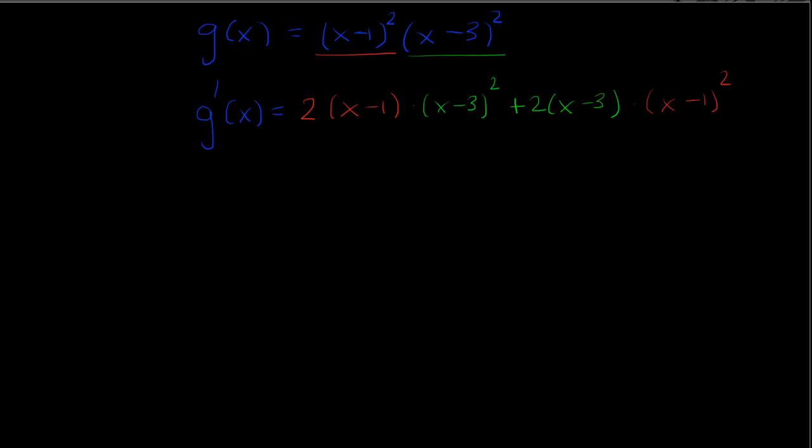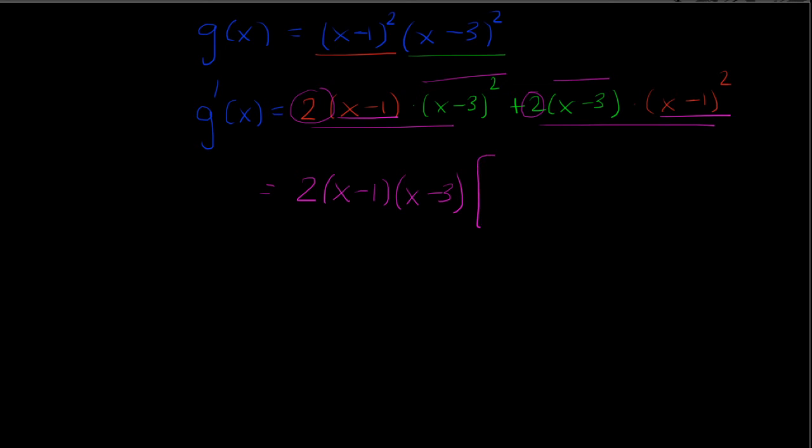Okay, so eventually we want to set this equal to 0, but first let's simplify this, because this looks kind of messy. So the question is, what factors do both of these terms have in common? Well, clearly they have a factor of 2. So let's pull that out. You have x minus 1 and x minus 1 squared. You always pull the 1, the smaller exponent. And then x minus 3 squared, x minus 3. We're going to pull out the x minus 3. And now what's left will be x minus 3 plus x minus 1.